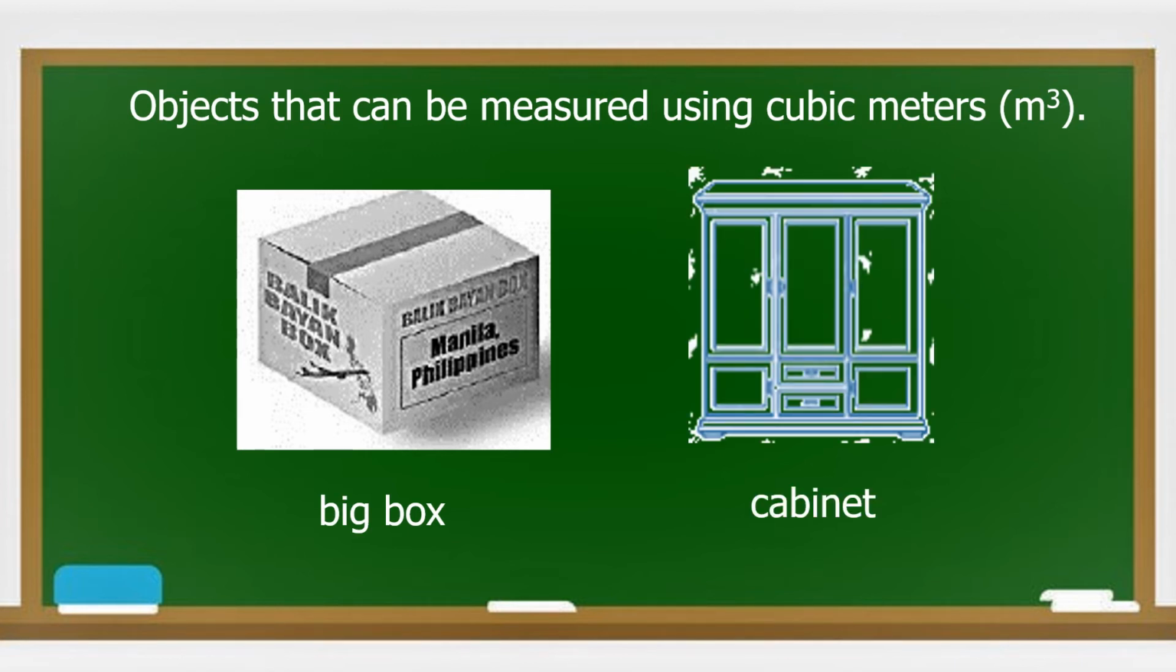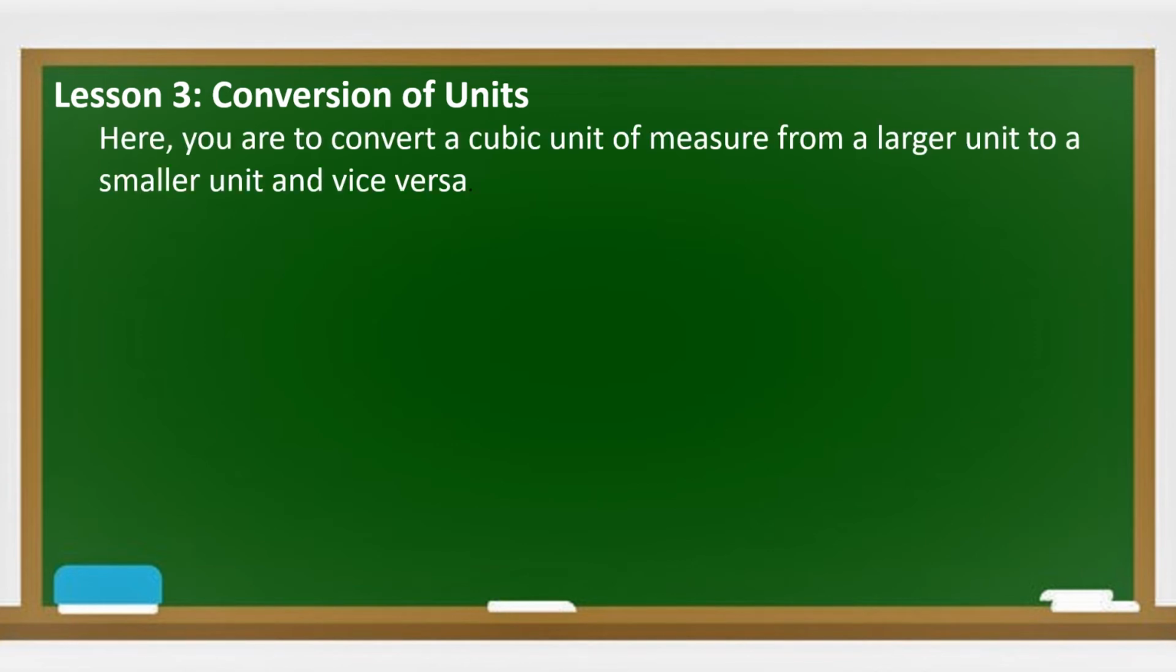Very good for listening to the discussion of Lesson 2 on naming the appropriate unit of measure used for measuring the volume of a cube and a rectangular prism. Let's proceed to Lesson 3. Lesson 3. Conversion of units. Here, you're to convert a cubic unit of measure from a larger unit to a smaller unit and vice versa.